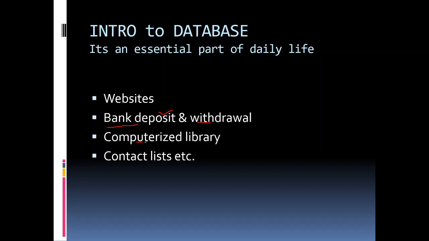A computerized library has several books with author names and other information. You can get the information from those libraries. Contact lists: we store contacts in our mobile phone or somewhere else, like your email, your laptop email browsers and so on. Whenever you want to access your contact list from any other program, you can get the same contacts that are stored in your contact list.